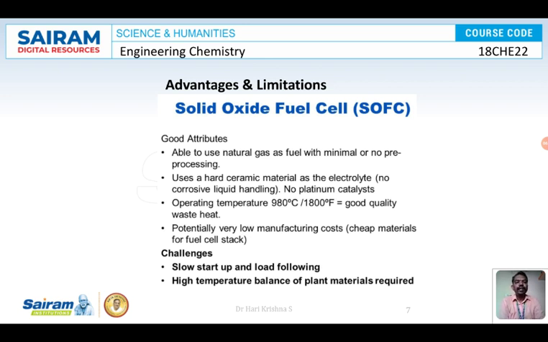This is the waste heat that is generated, and this waste heat can be utilized. How will we utilize this waste heat? We'll discuss in our next discussion. The only challenge or limitation is the slow start. We are supposed to supply some energy in order to start. Since it liberates a high amount of heat, with an operating temperature of 1800 or 1900 degrees Fahrenheit, the temperature should be balanced at the plant. This is the major issue.